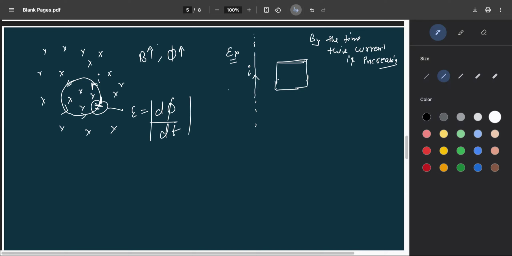Anti-clockwise. Yeah, kid, now what you just said? Anti-clockwise. Why anti-clockwise? What's the main reason behind having an anti-clockwise current over here?